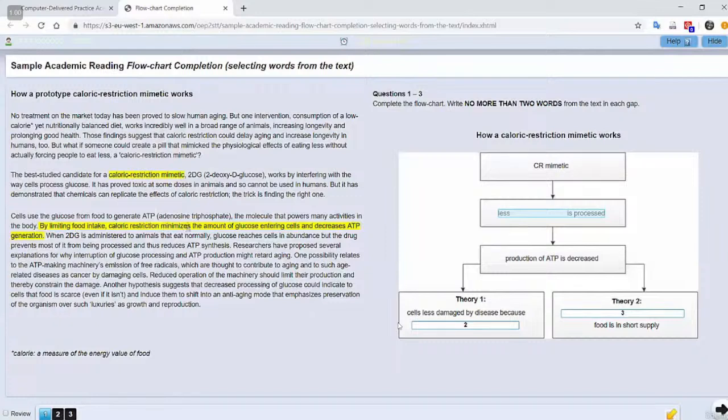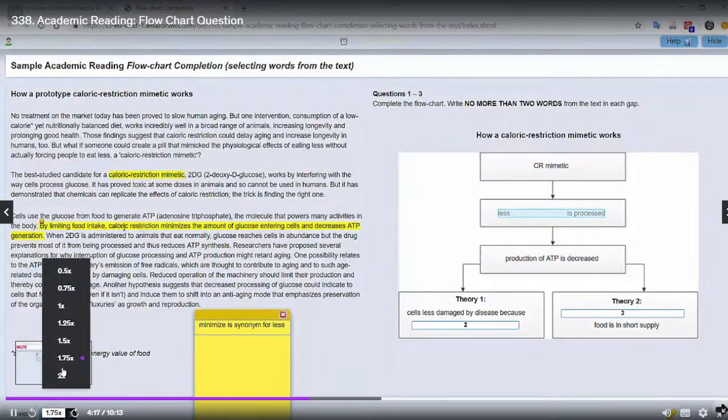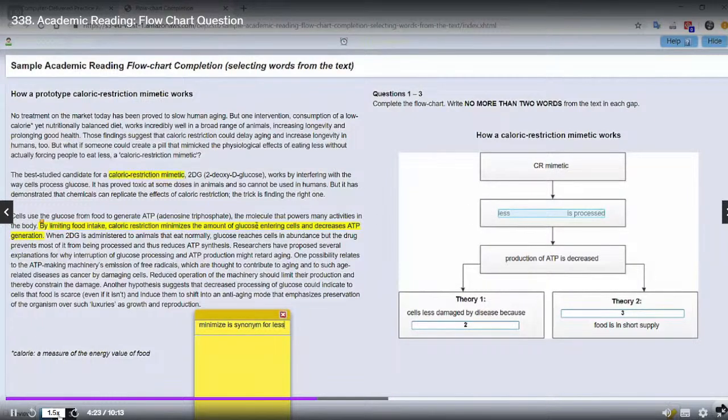When we're looking at the word, we can make a note. I'm just making a note right here: minimize is a synonym for the word less. So what is produced less, or what is minimized? Caloric restriction, which is what the CR stands for. Caloric restriction minimizes the amount of glucose. Now, the answer is glucose.